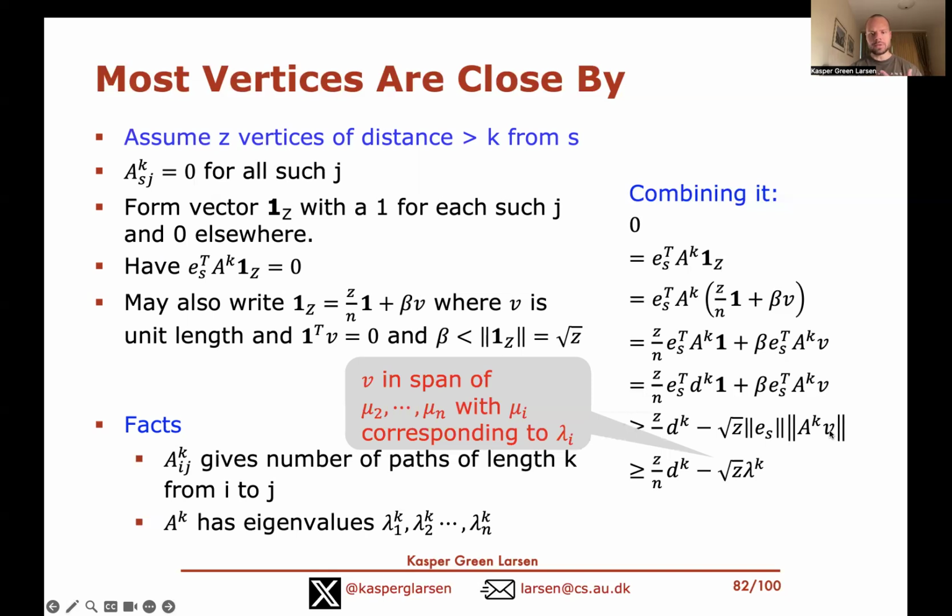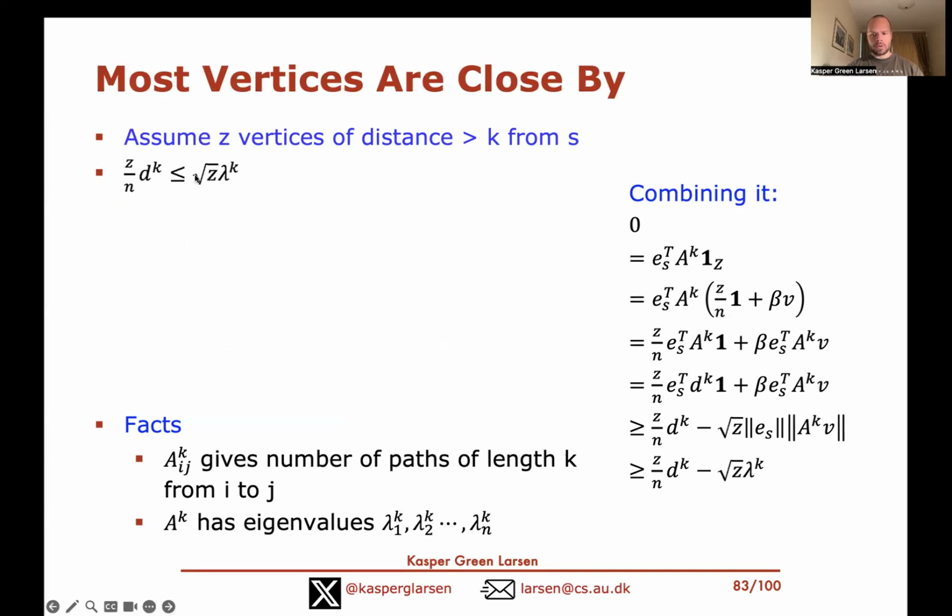Here the observation is that v is orthogonal to the all ones vector, which means that v lies in the span of all the eigenvectors mu 2 to mu n, corresponding to the eigenvalues lambda 2 to lambda n. In A to the k, these have been raised to the kth power, but by definition of a lambda graph, all of these eigenvalues were bounded by lambda in absolute value, which means that in the A to the k matrix, it's bounded by lambda to the k. So we now have this inequality, that 0 is less than or equal to z over n times d to the k minus root z lambda to the k.